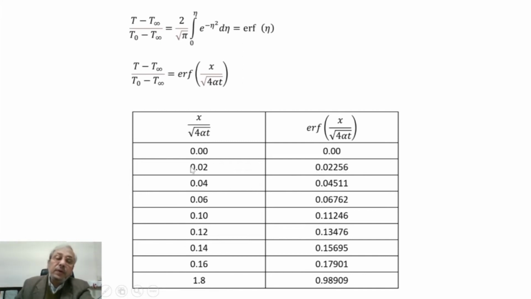We can see for 0.02 it is 0.02256, for 0.04 it is 0.04511. This way at 0.16 it is 0.17901, and at 1.8 it is 0.98909, close to 1.